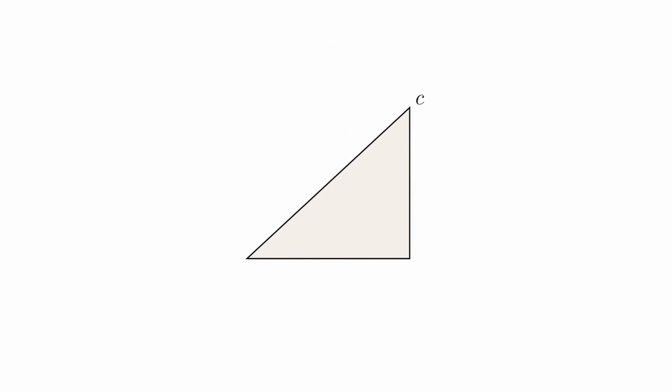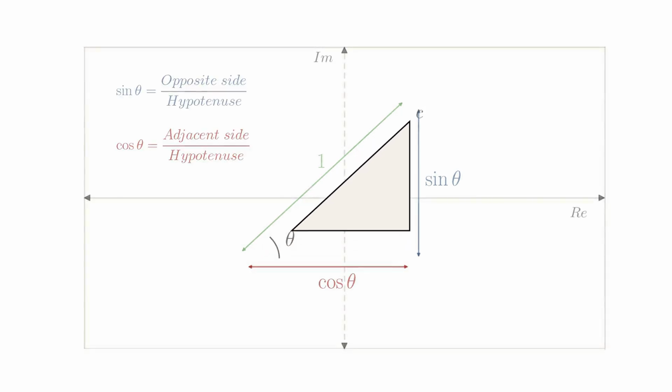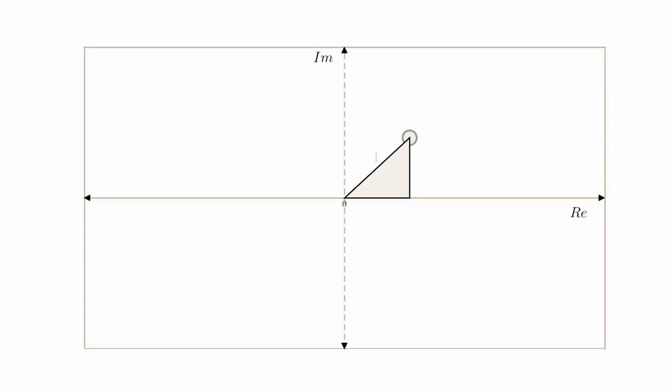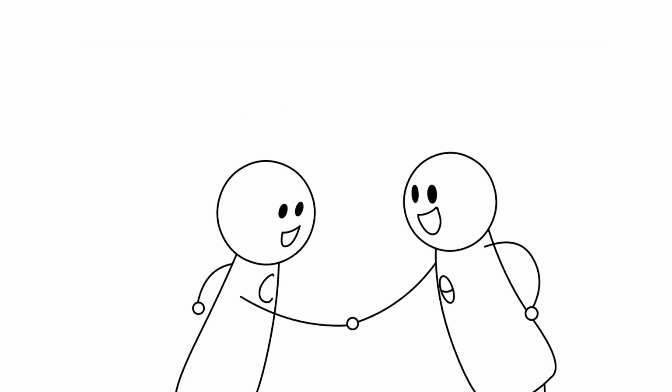Now let's take a closer look at this right angle triangle alone. To make things simple, let's consider the hypotenuse to be of length 1. From basic trigonometry, we know this corresponds to sine theta and this to cos theta using these ratios. Coming back to the complex plane, this vector of magnitude 1 can now be expressed as cos theta plus j sine theta. So we now have a nice connection between complex numbers and trigonometric ratios.